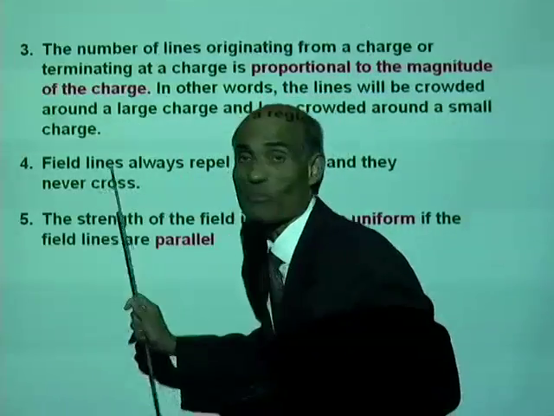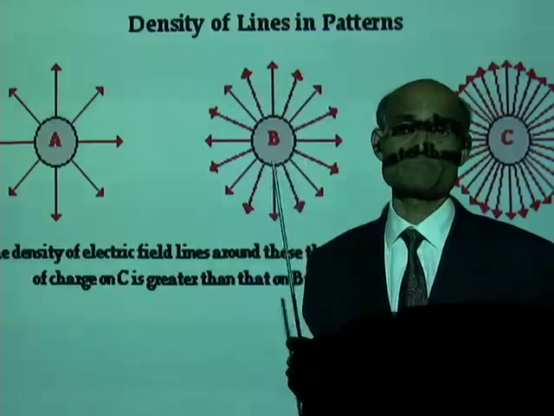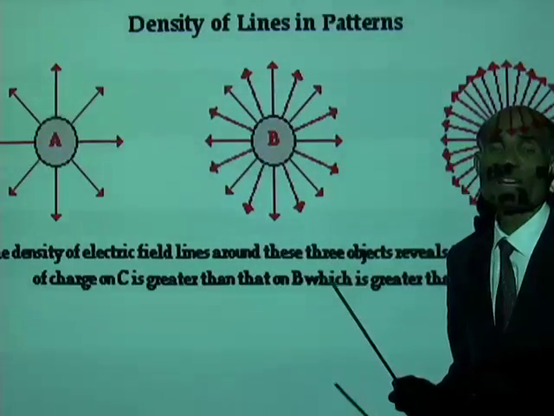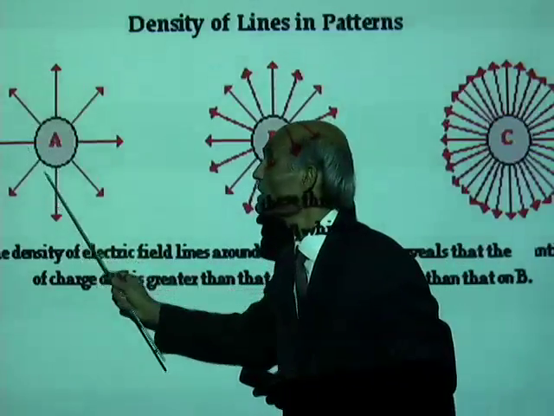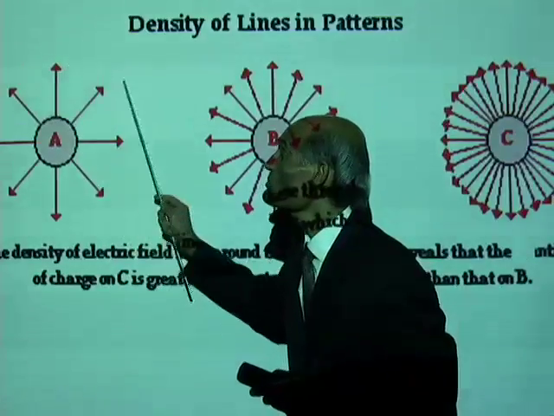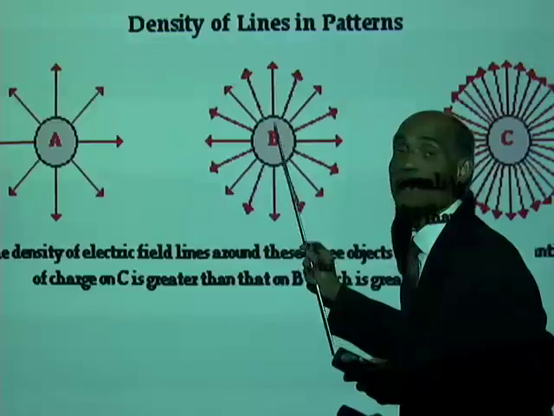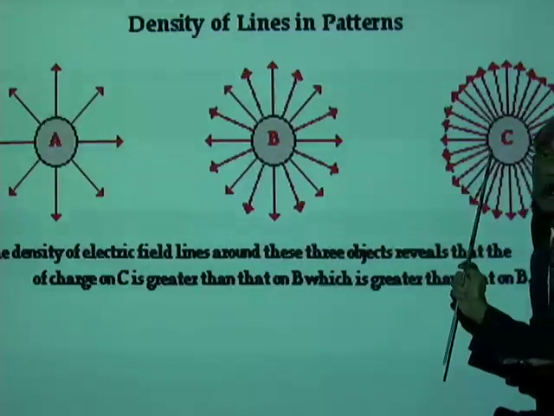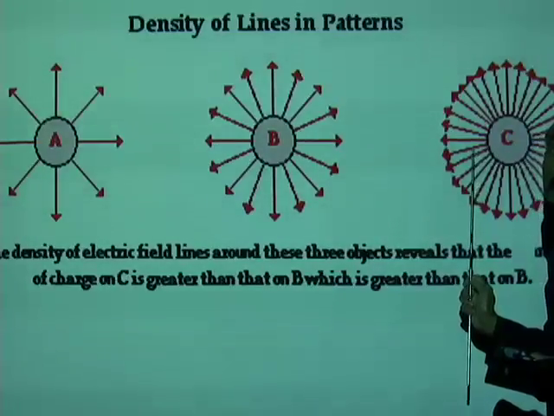Go through these properties and make sure that you understand the meaning of these. Well, here I have illustrated the meaning of density of electric field. If you look at charge A, there are only very few lines of force starting from there. Charge B has a lot more. Charge C has large number of lines of force or field lines starting from there.